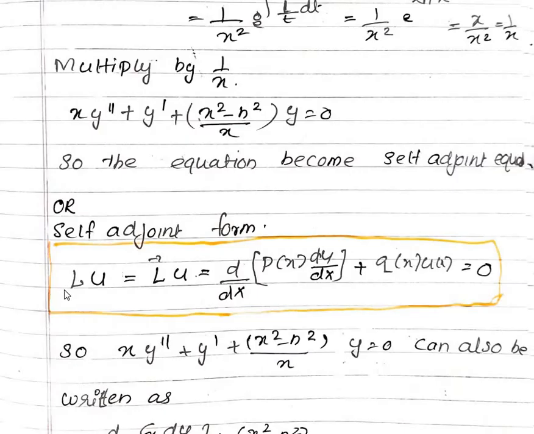So the self-adjoint form of an equation is L of u equal to L bar of u, that is given by d by dx of p of x du by dx plus q of x u of x is equal to 0.